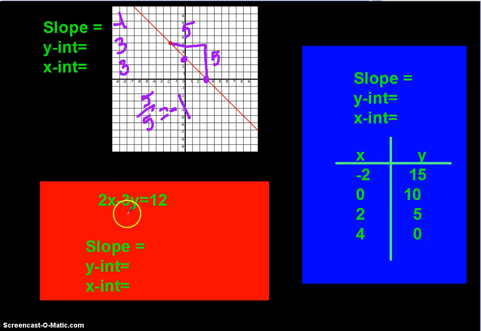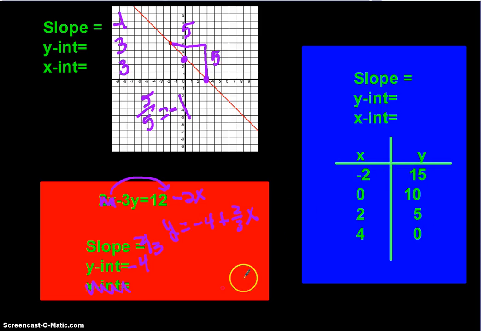If you have 2x minus 3y equal 12, you're going to have to get y by itself first. Subtract your 2x. Then everything gets divided by negative 3, so y is equal to negative 4 plus 2/3 x. Your slope is 2/3. Your y-intercept is negative 4. We have not talked about x-intercept, so don't worry about that yet.